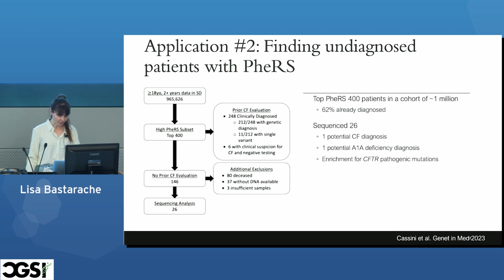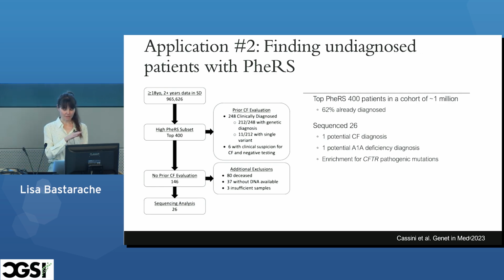So this study took a long time, but several years ago we initiated a pretty small study where we attempted this with the cystic fibrosis phenotype risk score. We took about 1 million patients with medical record data at Vanderbilt and then scored them in terms of their similarity or dissimilarity to the cystic fibrosis clinical description. We took the top 400 scores for the phenotype risk score. 62% of those had already been diagnosed with CF, which is obviously way higher than you would expect.